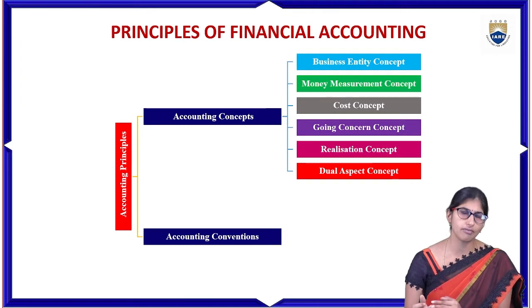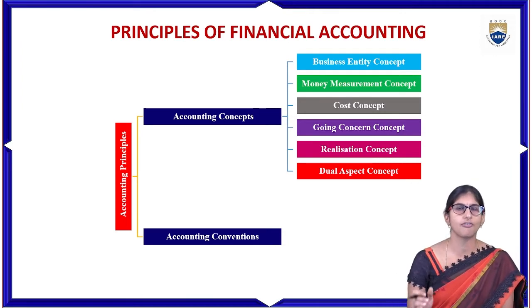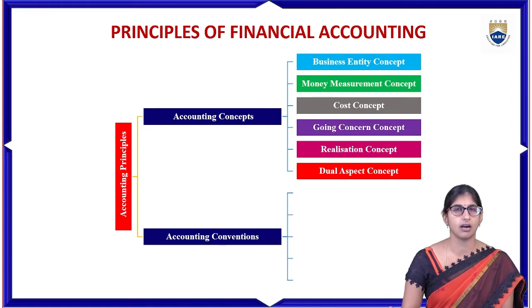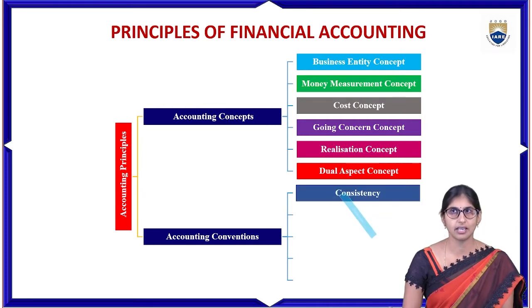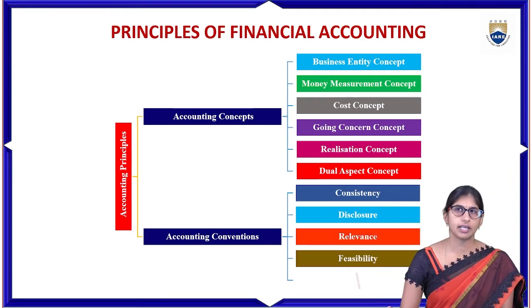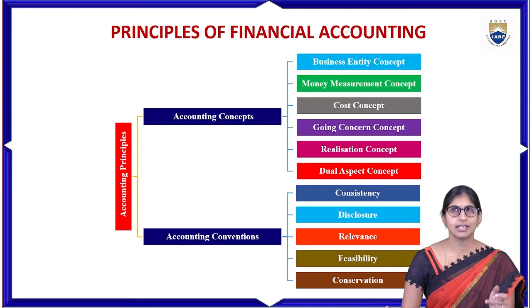Before we go on with the systematic approach of how to do an accountancy system, one must know these concepts and conventions of accountancy. Until we know this, we cannot move forward. Coming to the conventions, the first one is consistency, then disclosure, relevance, feasibility, and conservatism. These are the accounting conventions. Let us now discuss accounting concepts in detail.